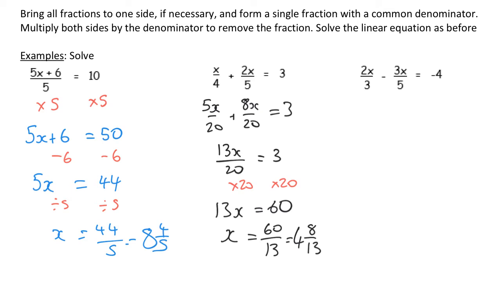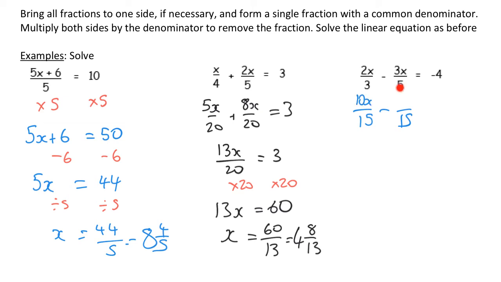And the last example then, again, all the fractions are on one side, so we don't need to move anything over. We just need to work out the common denominators. So the common denominator is going to be 15. To get from 3 to 15, we multiply by 5. So we need to do the same on the top. 2x times 5 is 10x.